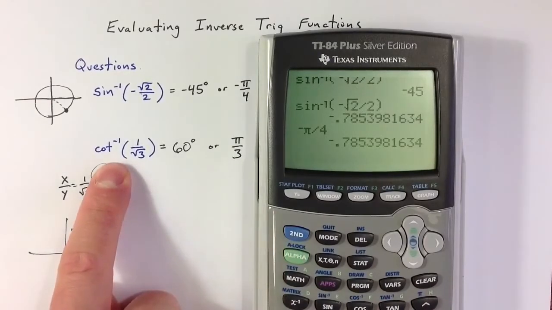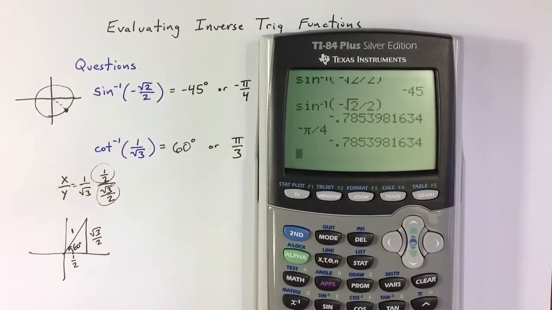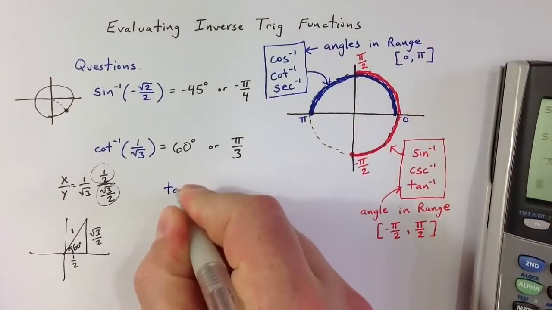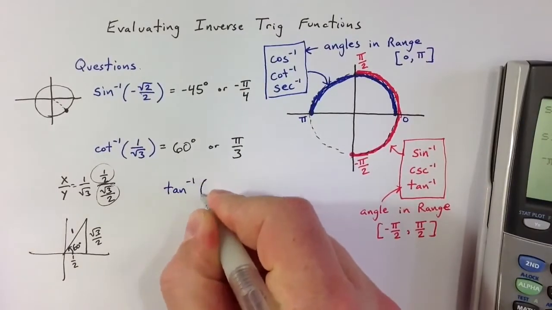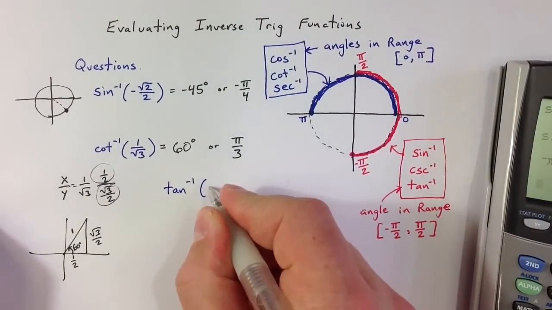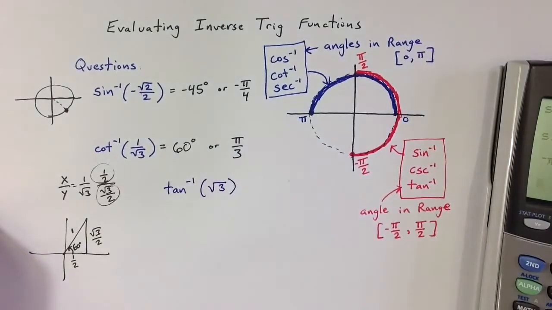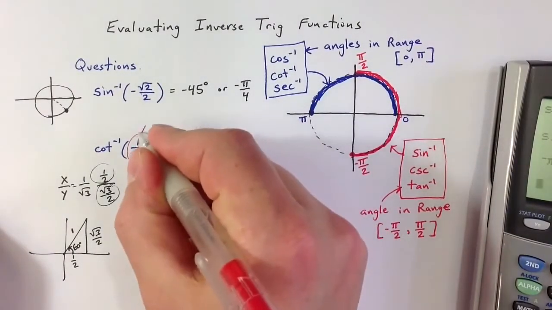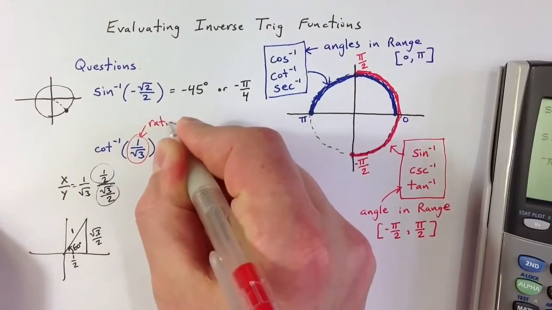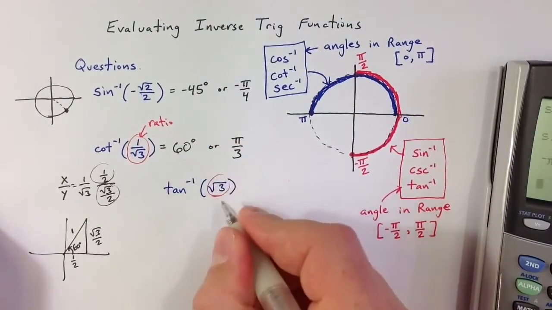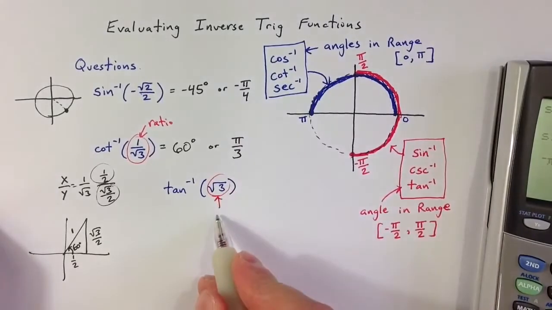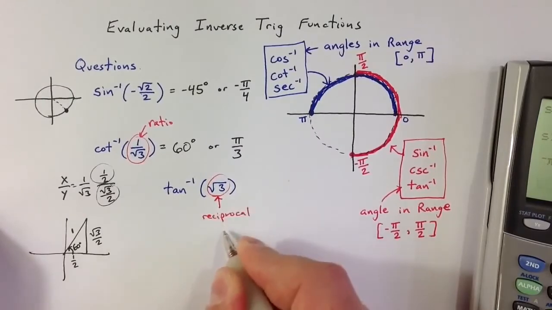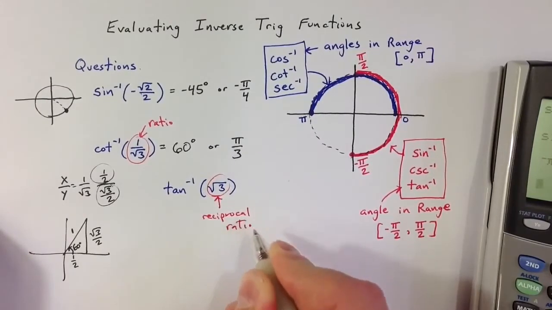For cotangent, we need to be a little bit cleverer about that. So for cotangent inverse, that's the same as tangent inverse of the reciprocal, right? Because the thing to keep in mind is that the ratio for an inverse function is inside. This is the ratio. And so inverse tangent of the reciprocal ratio is going to give me the same amount.